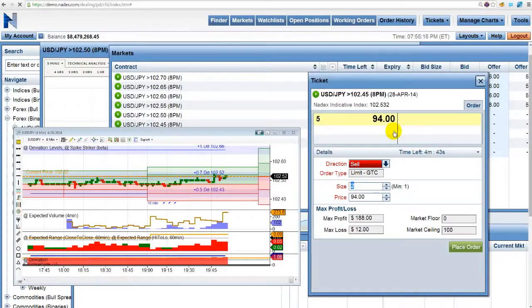Because it's in the money, right? So if I sold it, it's in the money. What did the binary expire at? I got a settlement payout of $100. But if I sold at 94 and my expiration value was 100, then how much did I make?